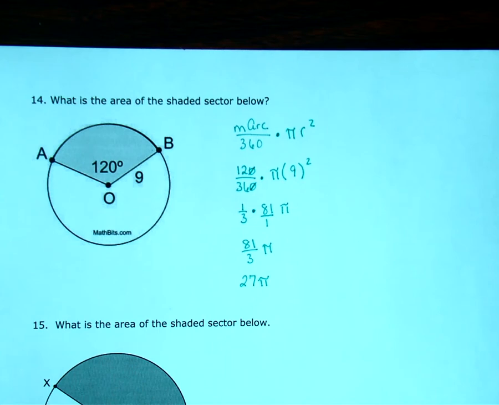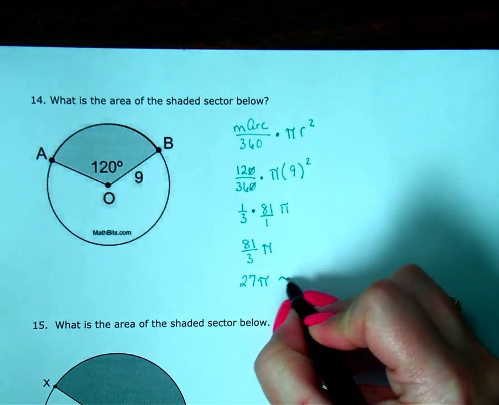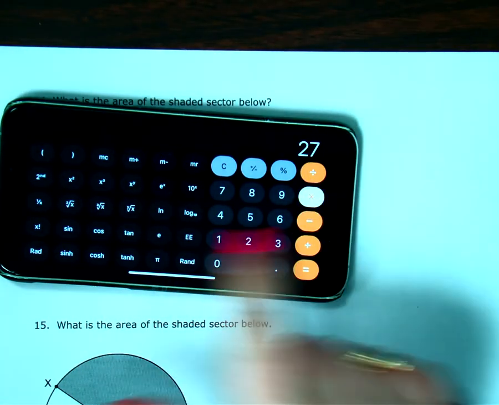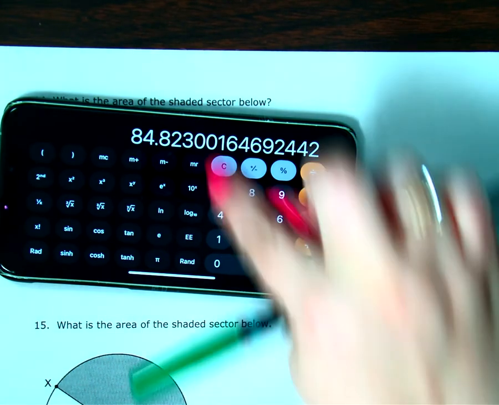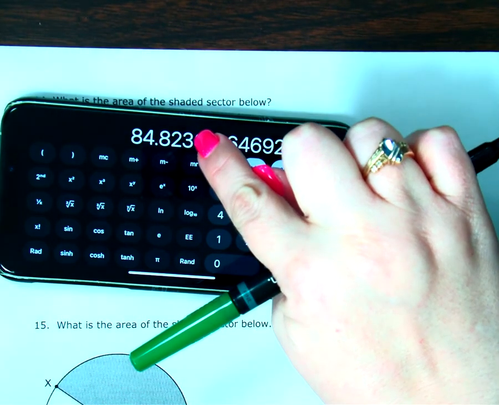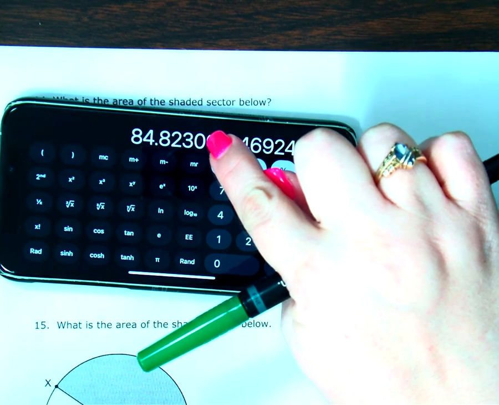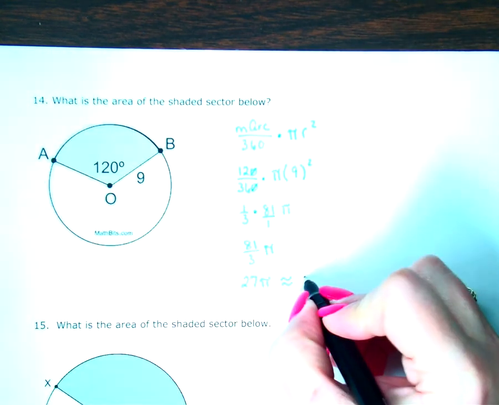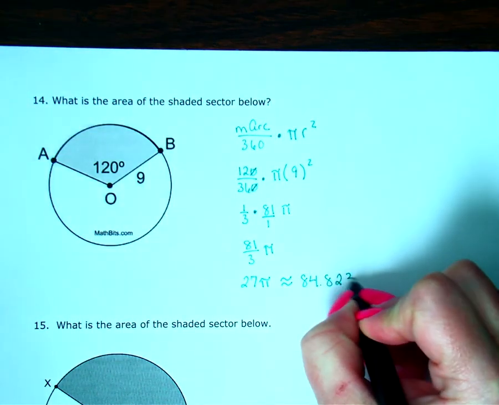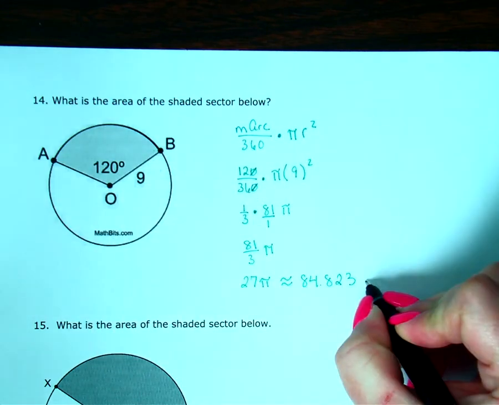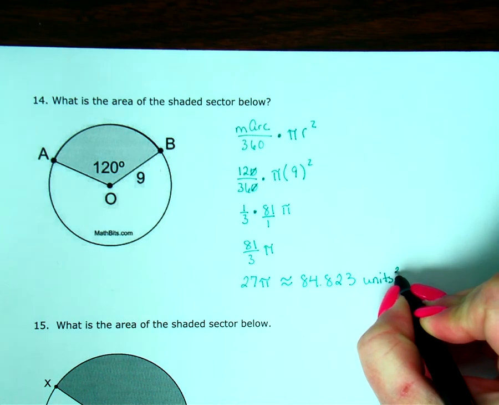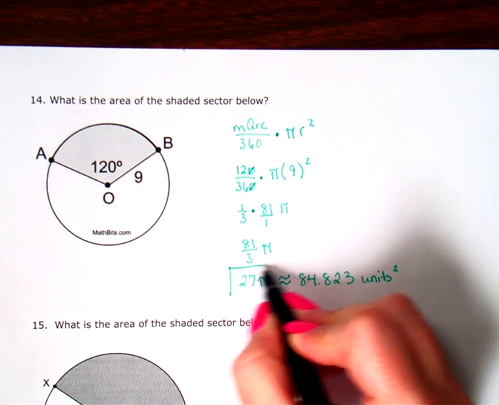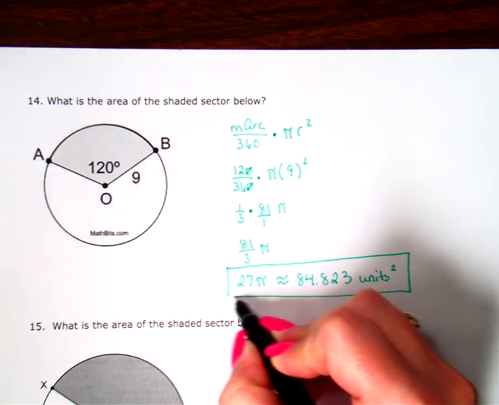And this one didn't tell me if it wants exact or rounded. If I wanted to give an approximate rounded answer, then in my calculator I would just do 27 times pi. And then if I'm rounding to 3 places like we did on the other problems, I would see it's 84.823, and then after the 3 is a 0. So I don't round it up, 84.823. And these are, we don't know, units. And since it's area, we put a little square on the units, not on the number, but on the units. So there's my exact answer and my rounded answer.